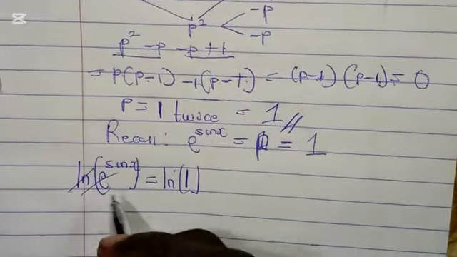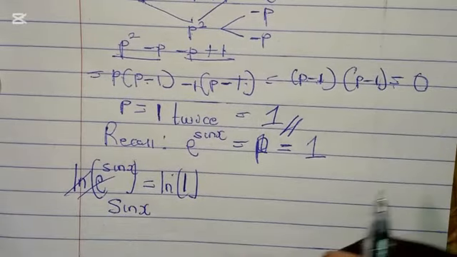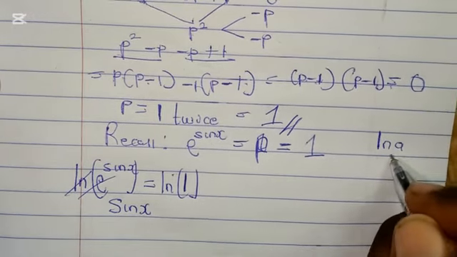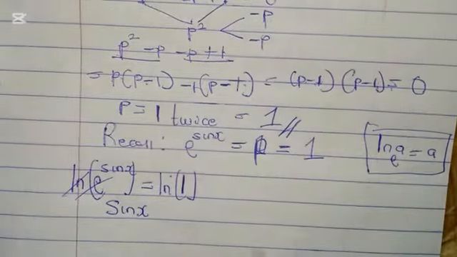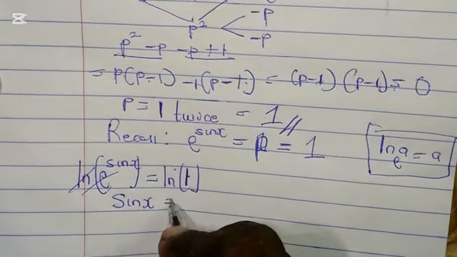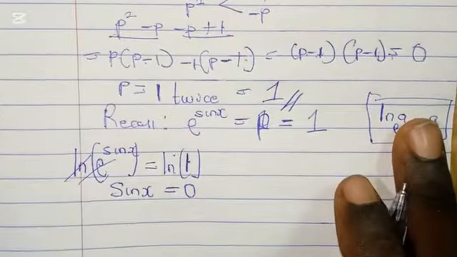We have this cancel, leaving sine x. How do we know that? Because from the property, we say that ln of e raised to a is equal to a. So this cancels, we have sine x, and the natural log of 1 is equal to 0. So we have sine x is equal to 0.